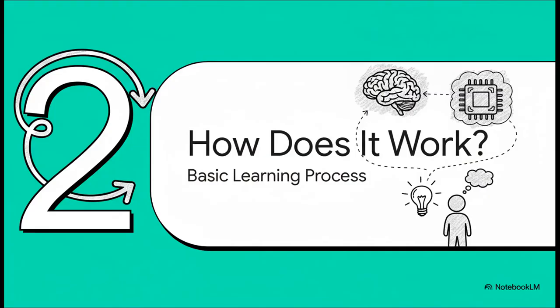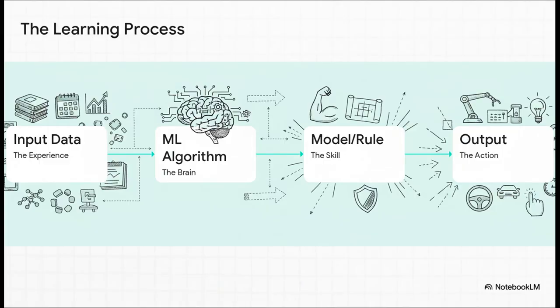Well, how does it actually work? The cool thing is, the basic process is going to feel pretty familiar, because in a lot of ways, it's modeled on how we learn. Okay, so it all kicks off with input data. This is basically the computer's life experience. We feed that experience into the ML algorithm. That's the brain of the whole operation. The algorithm crunches all that data and spits out a model, which is really just the new skill it's learned. And finally, that new skill results in an output or an action. So you've got experience, which goes to the brain, which develops a skill, and that leads to an action.